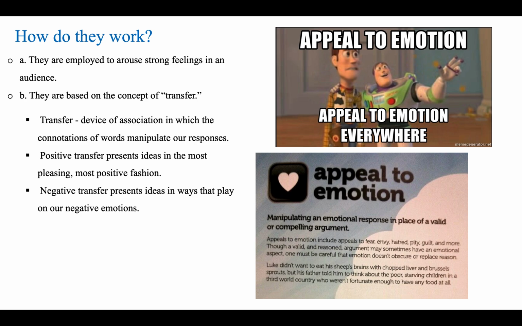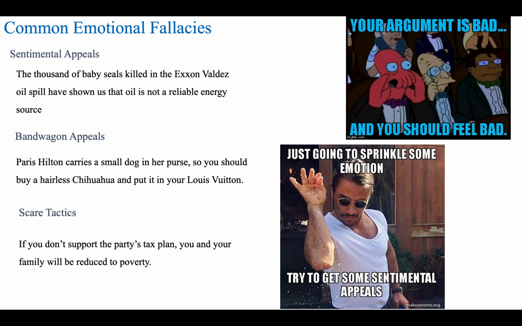Next, they are based on the concept called transfer, which is a device of association in which the connotations, deeper embedded meanings of words or images manipulate our responses. Next is positive transfer, which presents ideas in a positive fashion. Lastly is negative transfer, which presents the ideas in ways that play on negative emotions such as fear, anger, or envy. Now we're going to look at 3 examples and go over their definition and an example of each.